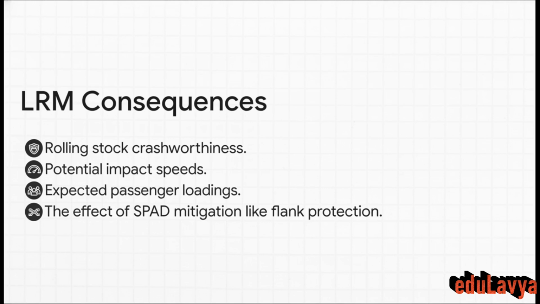But it doesn't stop at just the track geometry. LRM gets deeply mathematical regarding the human cost, too. It factors in variables like potential impact speeds based on local track limits. It looks at the physical crashworthiness of the specific rolling stock that'll be used on that line. It even factors in passenger loadings. I mean, how full is the train likely to be during a Tuesday rush hour versus midnight on a Sunday? By aggregating all of this, LRM reveals the true, holistic potential severity of a layout failure.